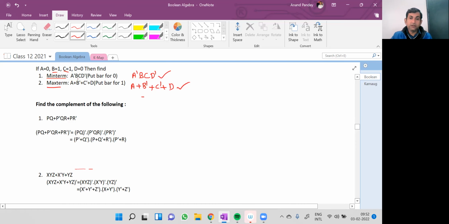Such a question comes: find the min term, find the max term. So how will you find them? In case of min term you will put bar for 0, in case of max term you will put bar for 1. And here it is a product, here it is a sum.